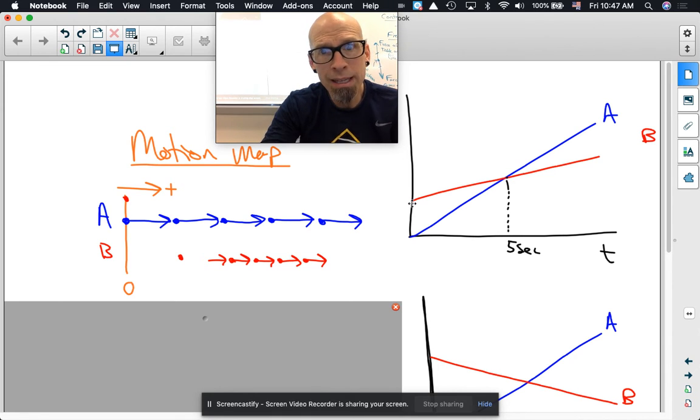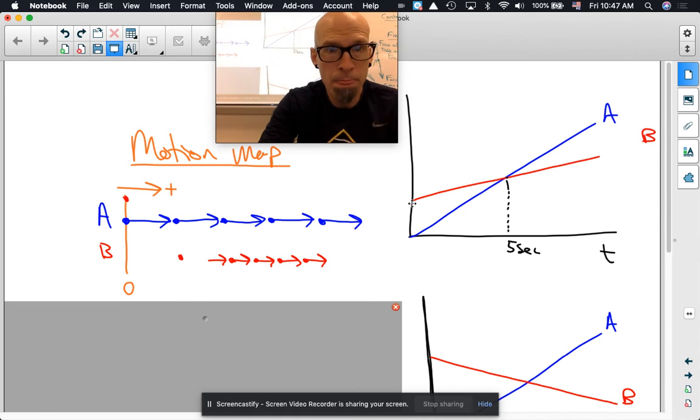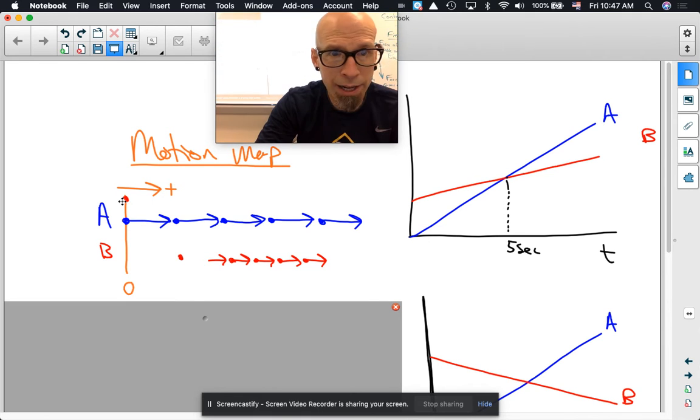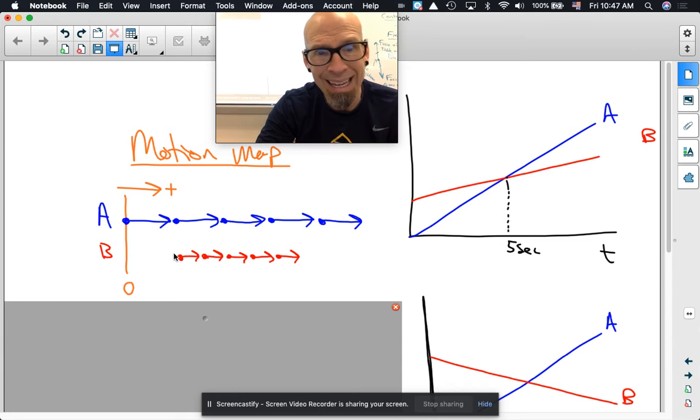Above on the graph means a positive position. Where's a positive position? Not up here. That's still 0. So we move the dot away from the 0 position in the positive direction. That's where B first appears.